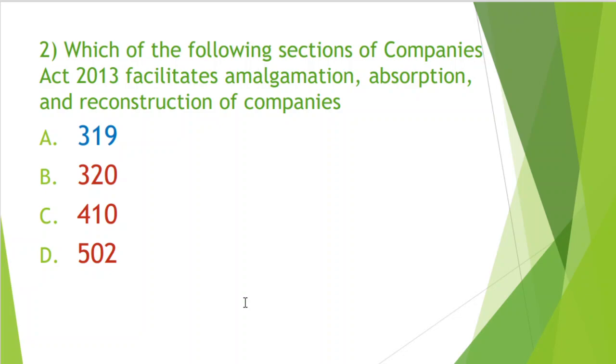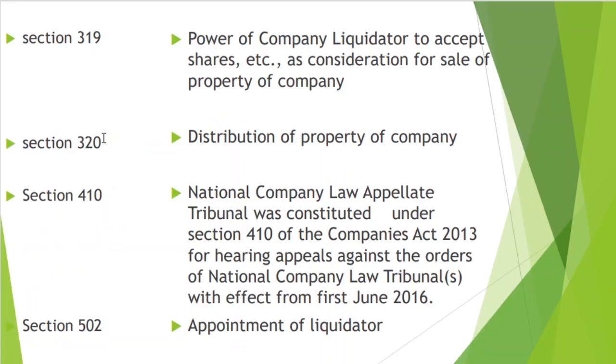Second question, which of the following sections of Companies Act 2013 facilitates amalgamation, absorption, and reconstruction of companies? Four options are given: Section 319, 320, 410, 502. And the correct answer is 319. We can see what are the four different sections. We can see the explanation.